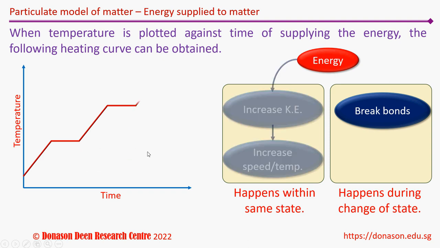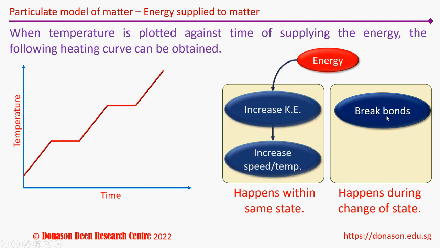And if we continue to supply energy, once again, of course, it is no longer necessary to break the bonds because all the bonds in the liquid state have already been broken. And now the particles have greater freedom of movement, and they are already in a gaseous state. And obviously, we will keep increasing the kinetic energy, which will in turn keep increasing the speed as well as the temperature, and the temperature begins to rise once more, right?